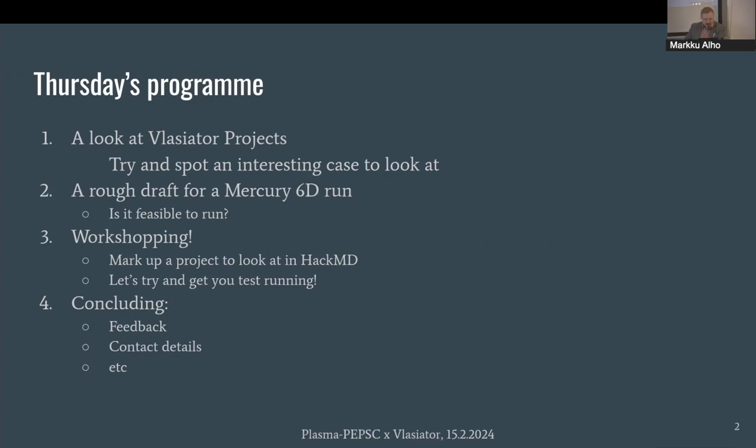And the second, after the coffee break, we'll go through a rough draft of how we would look at doing a Mercury 6D run, and is it feasible to run, and at which cost? Like a very rough estimate on that. Then the workshopping part comes after that, and we'll conclude with some feedback and contact details on our side. Like how can you ask for assistance if you want to keep going with Vlasiator.